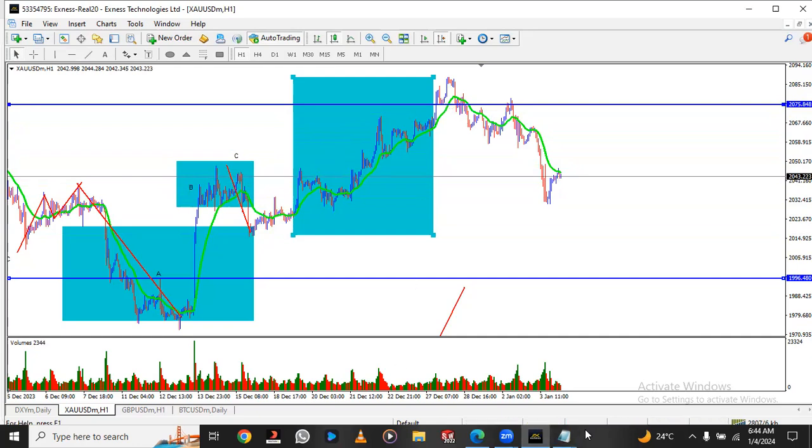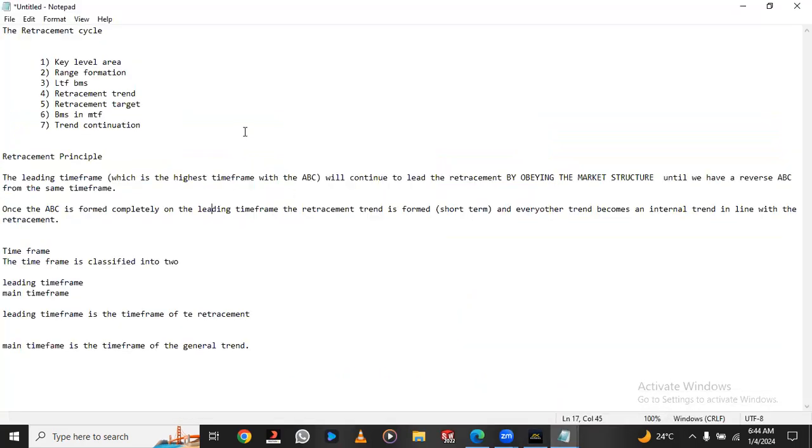So this is just how the market retraces. It's going to come to the key level, range at that level, break market structure, then the retracement forms. When I say break market structure, I'm talking about the full ABC pattern. Then the retracement will form. From the retracement trend, they get to the target, and when they get to the target, you apply the principle: the leading time frame will continue to lead the retracement by obeying the market structure until we have a reverse ABC from the same time frame.